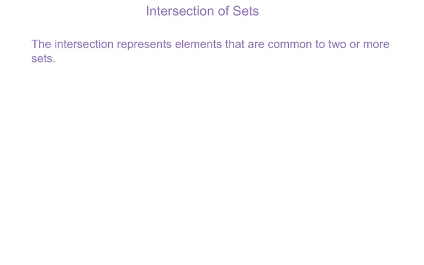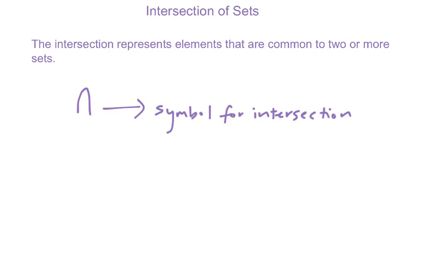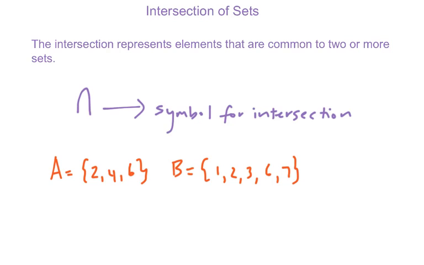Next, we're going to look at the intersection of sets. The intersection represents the elements that are common to two or more sets. It is represented by this symbol. Let's look at an example. Let's suppose we have the set A that contains the elements 2, 4, and 6. B is going to be the set that contains the elements 1, 2, 3, 6, and 7. And C is going to be the set that contains elements 1, 2, 4, 7, and 10.